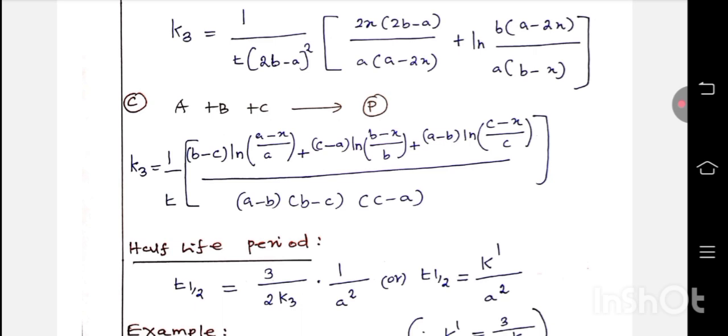The rate constant of this type equal to 1 by T, B minus C ln A minus X by A plus C minus A ln B minus X by B plus A minus B ln C minus X by C, divided by A minus B into B minus C into C minus A.